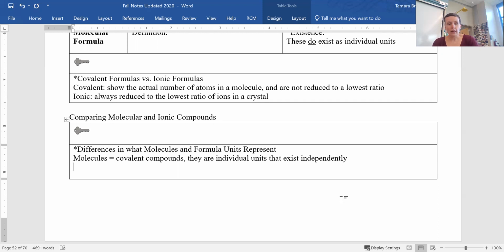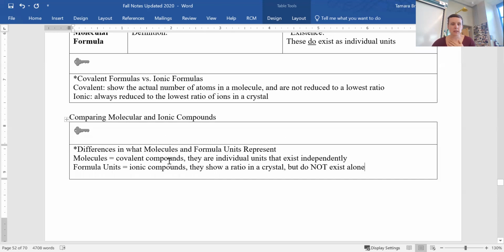Ionic formulas are called formula units. The abbreviation for that is literally FU, so you can write FU on your papers in chemistry and not get in trouble as long as you're meaning formula units. So formula units are ionic compounds, and they show a ratio in a crystal, but do not exist alone. So NaCl, you never find 1 sodium with 1 chloride.